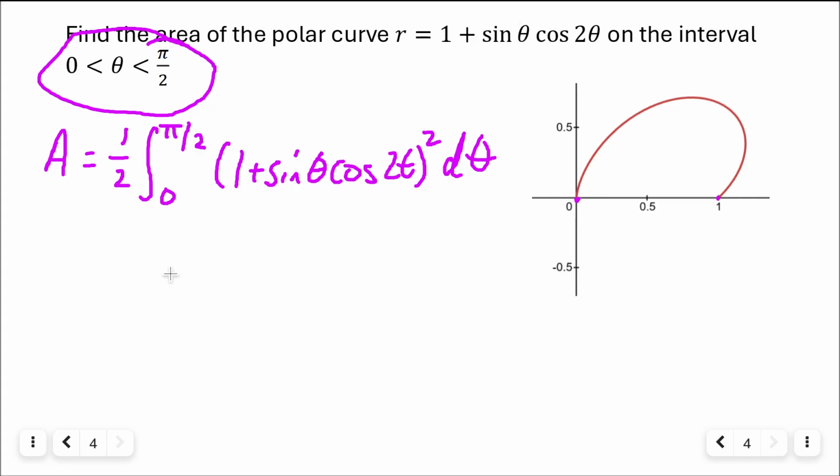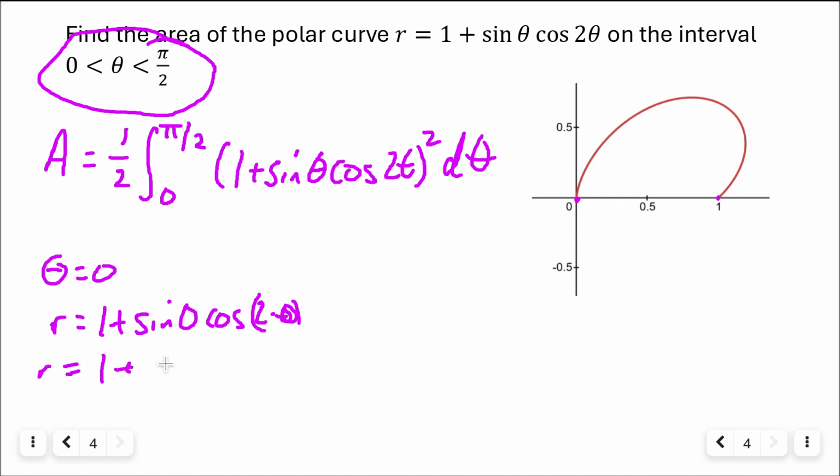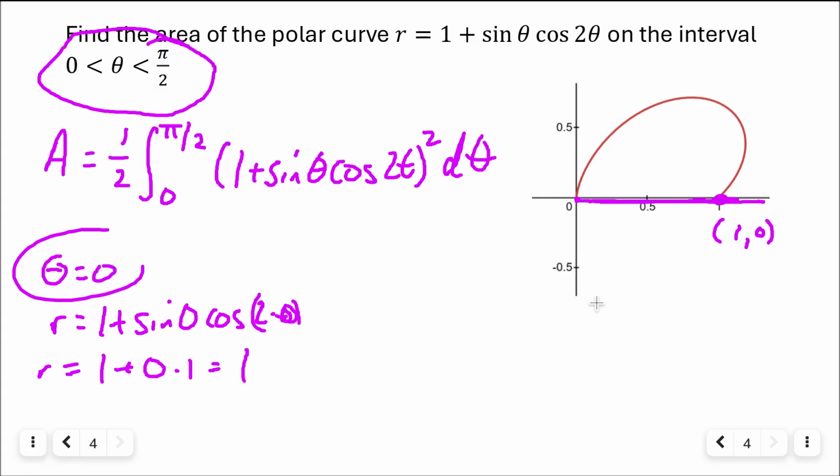So, for example, if I were to substitute 0 in for theta, I get r equals 1 plus sine of 0 cosine of 2 times 0. Whoops, not 2 theta, 2 times 0. So that's 1 plus sine of 0 is 0. Cosine of 0 is 1. So r is equal to 1. So the angle theta equals 0 corresponds to this point out here. Okay? This is the point 1 comma 0.